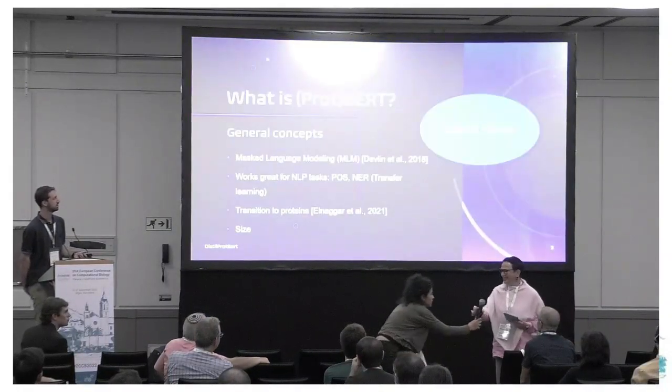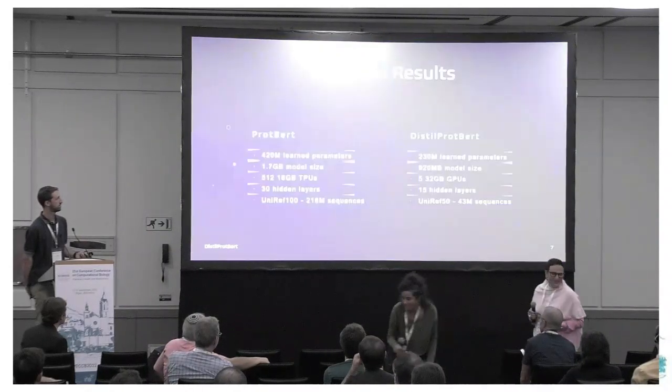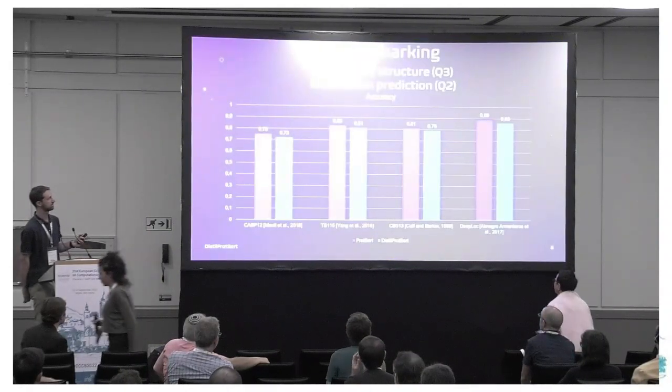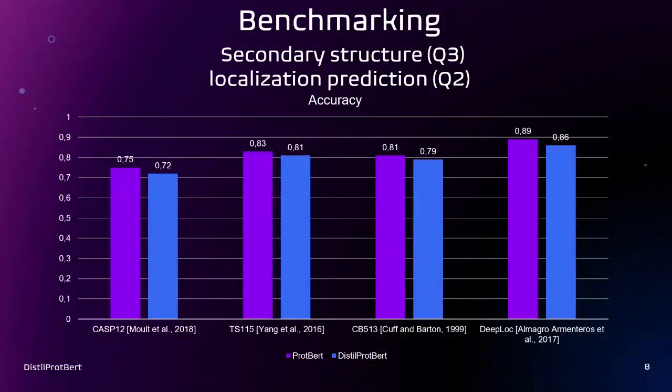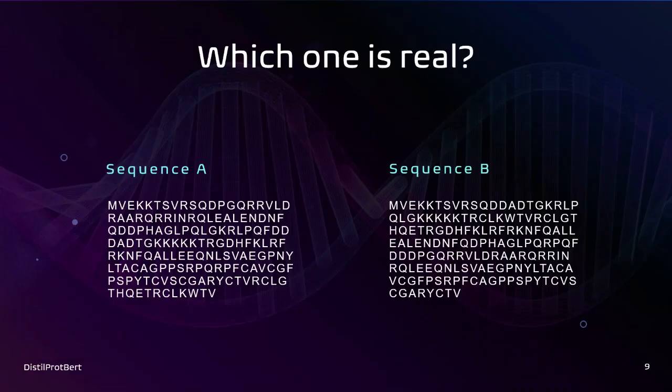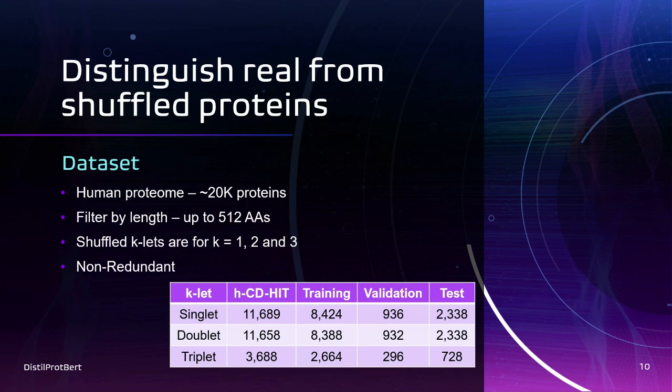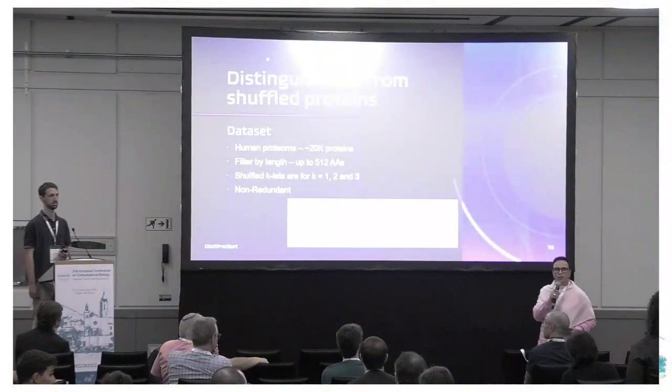Okay. So for the secondary structure and the localization, what we did was fine-tune the model, which worked pretty well. But for shuffled versus real, we used the feed-forward network, so we used it as a feature extractor. But the fine-tuning worked great and in half the time of ProtBERT.